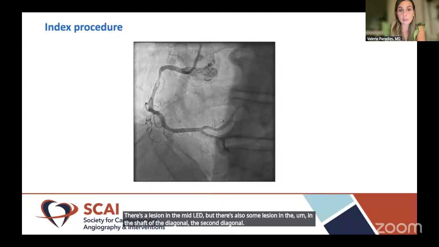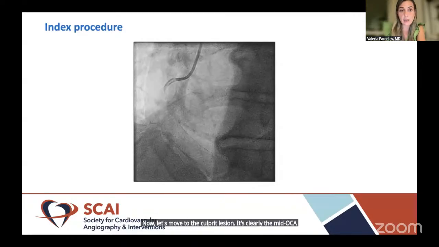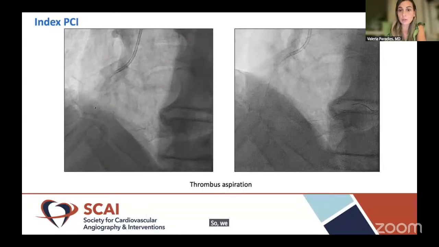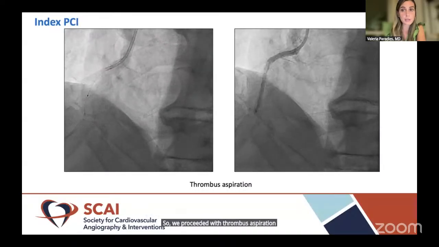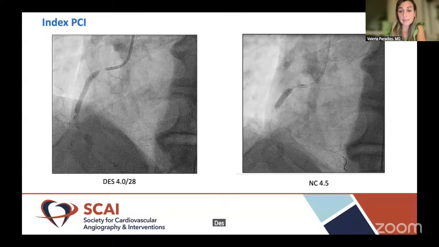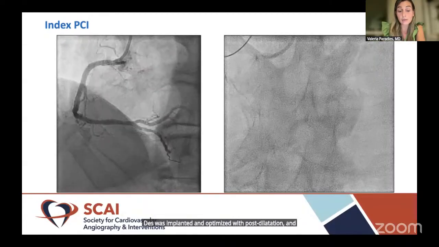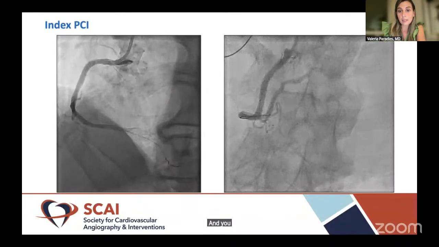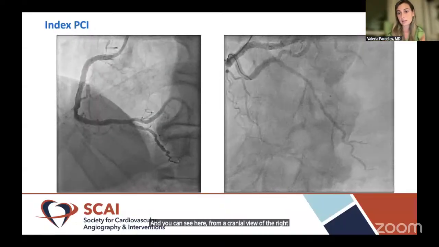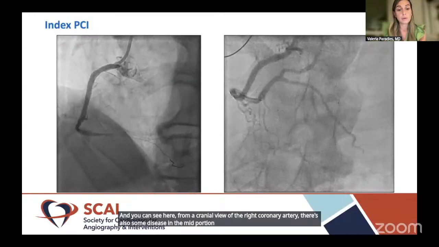Now let's move to the culprit lesion. It's clearly the mid RCA with a high thrombus burden. So we proceeded with manual thrombus aspiration with a good result. A DES was implanted and optimized with post-dilatation, and that was the result. And you can see here from a cranial view of the right coronary artery, there's also some disease in the mid portion of the RDP.